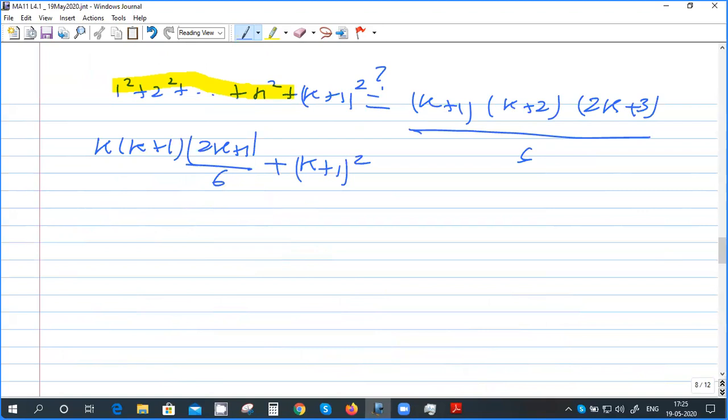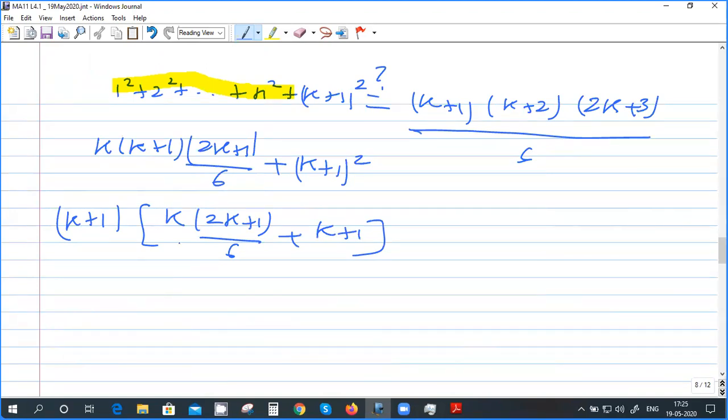Yeah, see, from the right hand side you can get a hint. K plus 1 is one factor, right? So take k plus 1 outside, and then it's a quadratic equation. It's not difficult. K into 2k plus 1 by 6 plus k plus 1. Now this is a quadratic expression. By 6, we can take it out. So it is 2k square plus k plus 6k plus 6, that is 2k square plus 7k plus 6.